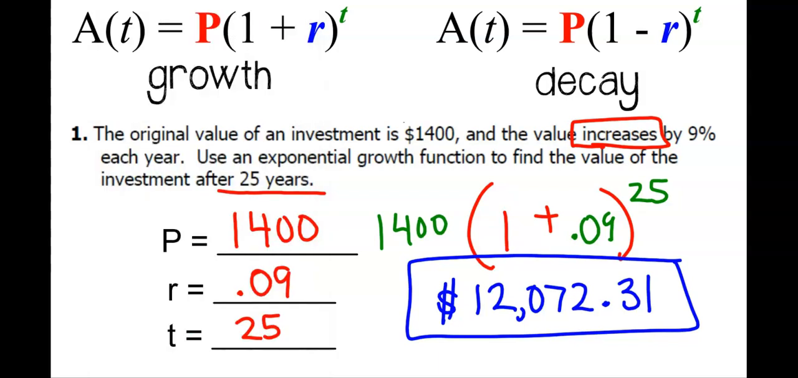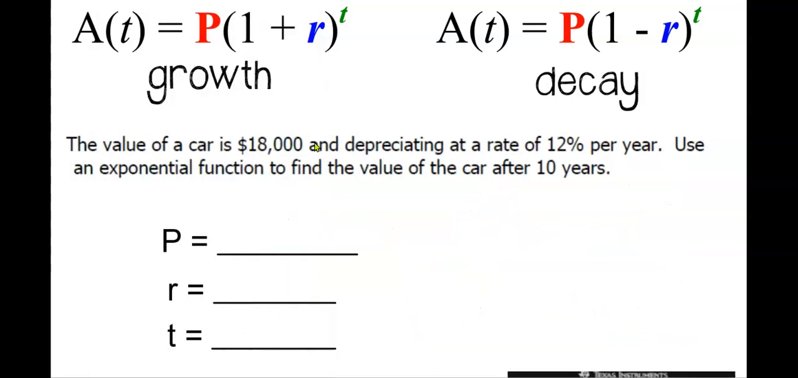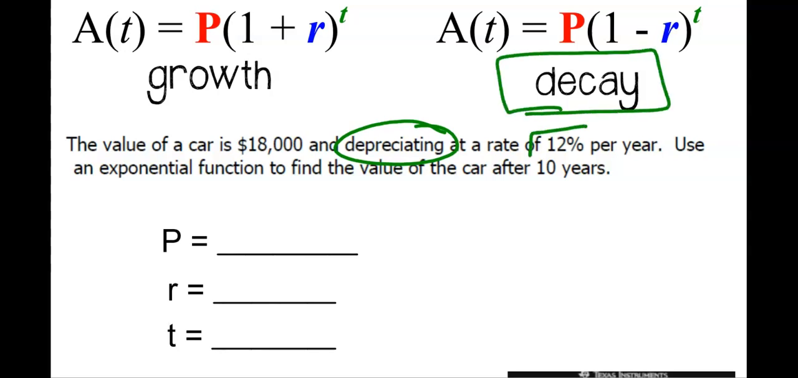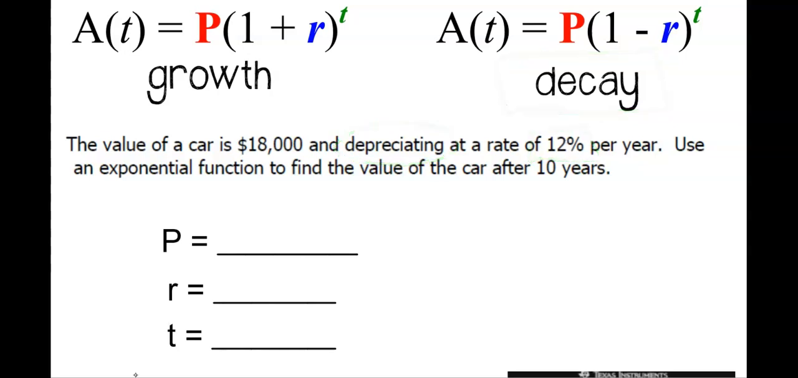Let's try another problem. The value of a car is $18,000 and it is depreciating. Depreciating means to decrease or decay. Depreciating at a rate of 12% per year. Use this exponential function to determine the value of the car after 10 years. So the principal is the starting amount, which is $18,000. The rate of decay is 12%, also known as 0.12, and the length of time is 10 years.